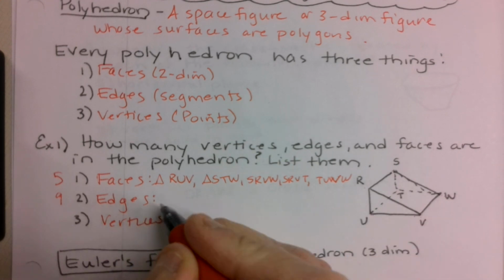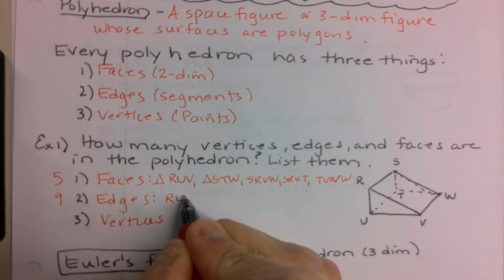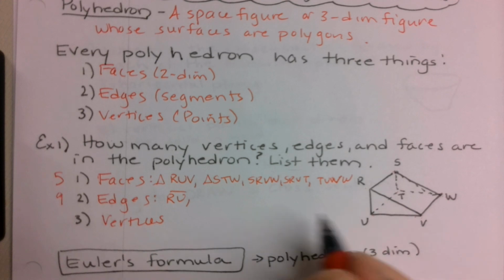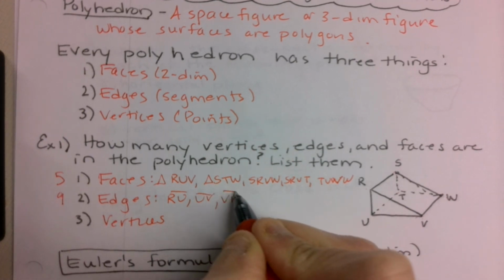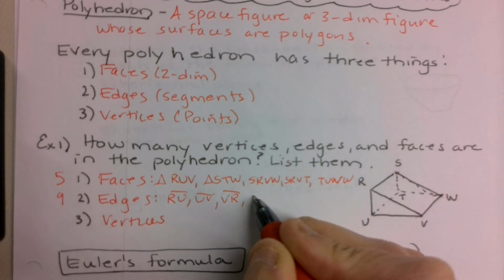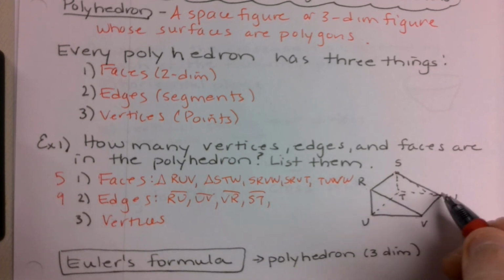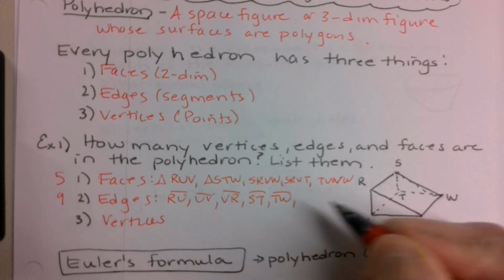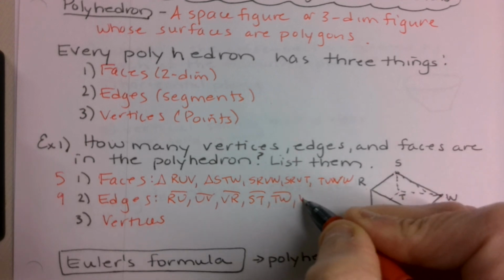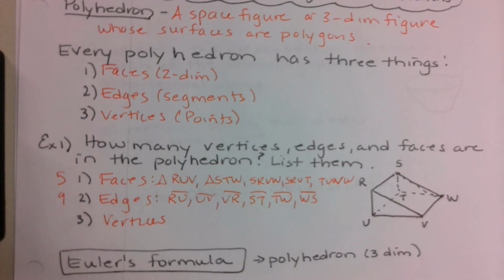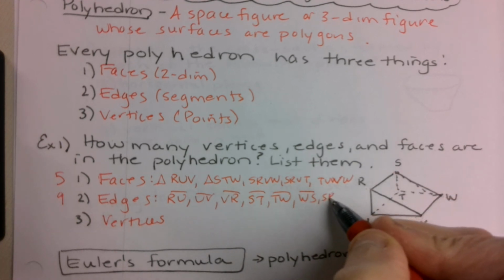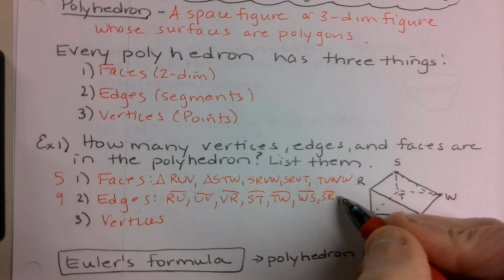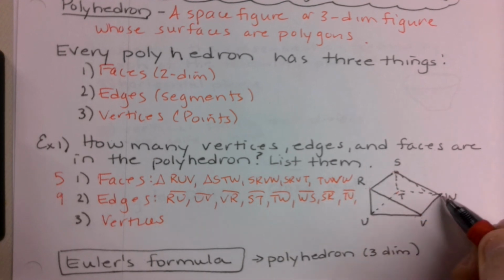So I'll start with the triangles again. I'll do RU, UV, VR. I'll just go in a circle. ST, TW, WS. And then we have the ones going around the middle. So SR, TU, and WV.